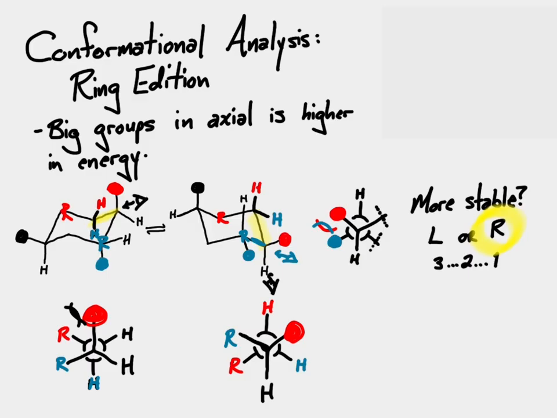So 3, 2, 1, it is indeed the right side. In this case, you have 2 equatorial and 1 axial, and 2 equatorial and 1 axial is better than 2 axial and 1 equatorial. And again, this is making the assumption that all these groups are the same size. So let's make the assumption that they're all methyl groups, and then that statement is true.